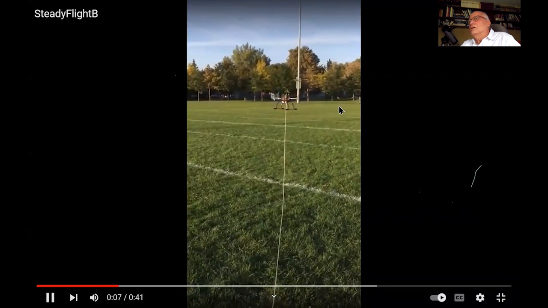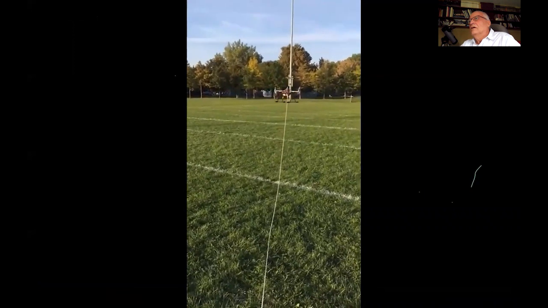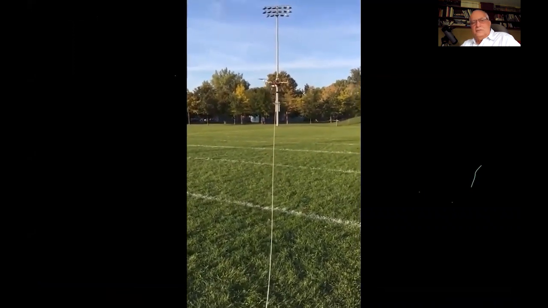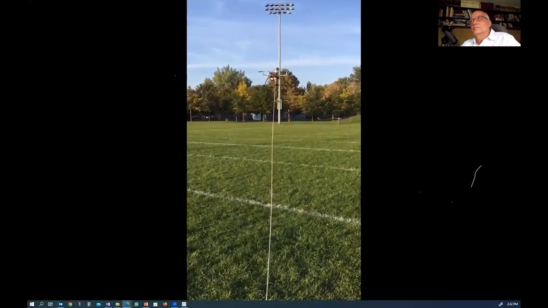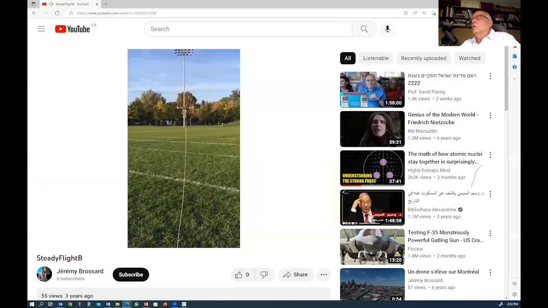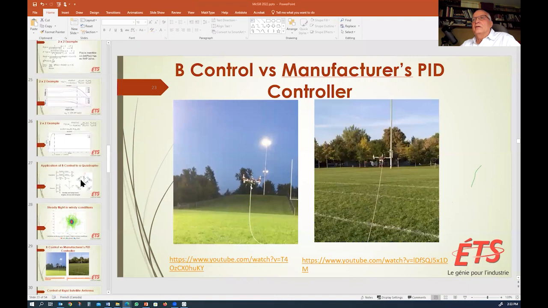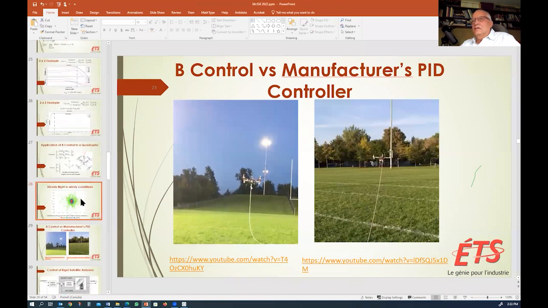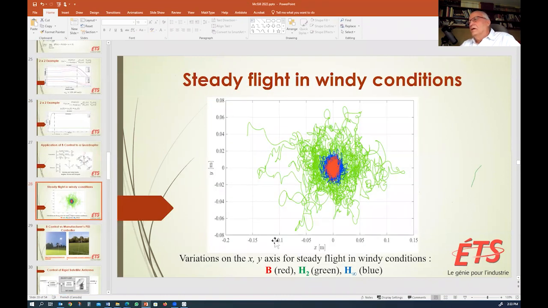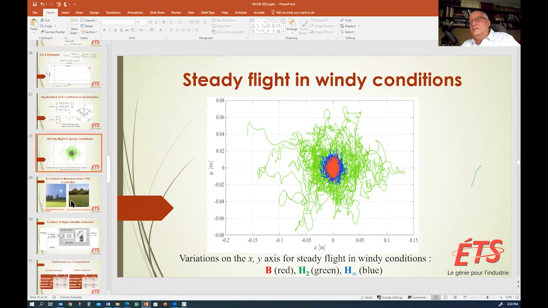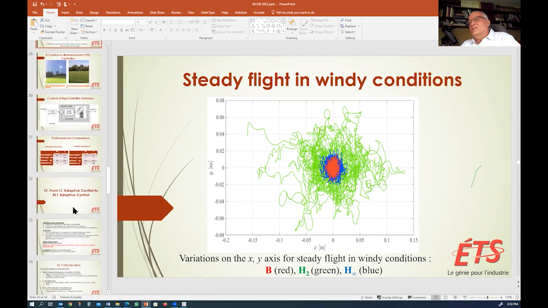Okay, so let's try to stick to the pole. Beautiful. And when I compare the fluctuations on the horizontal plane, the H2 controller gives me a lot of fluctuations around on the horizontal plane. H infinity, the blue, and you can see here that my algorithm gives you a very good answer. So in a way, it's a good decentralized control.